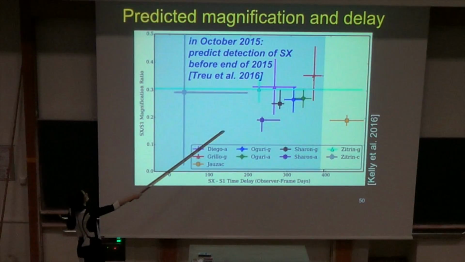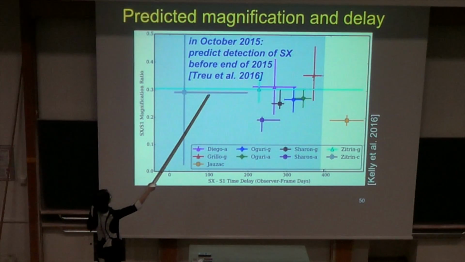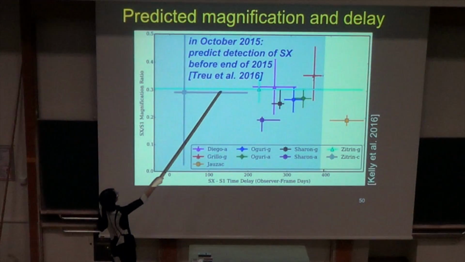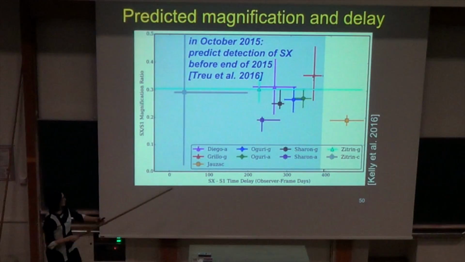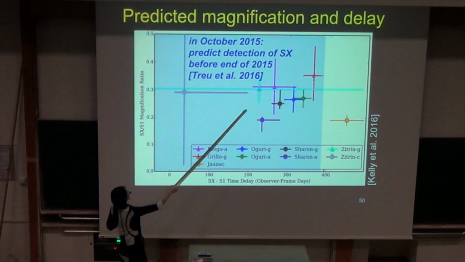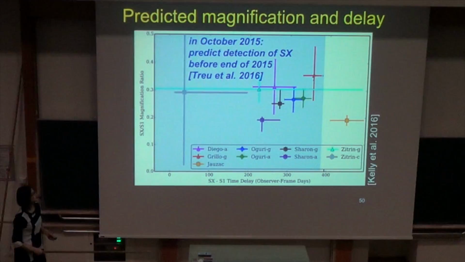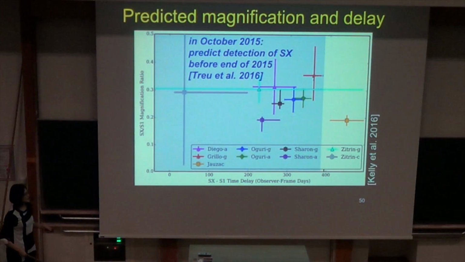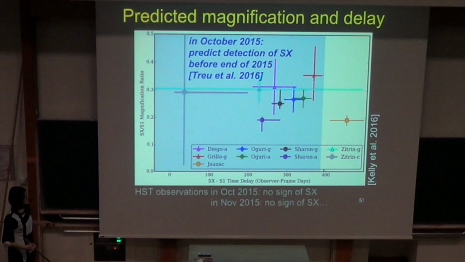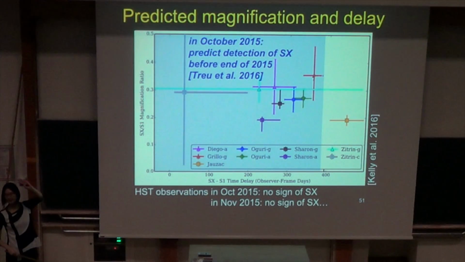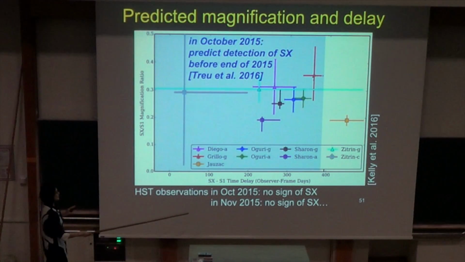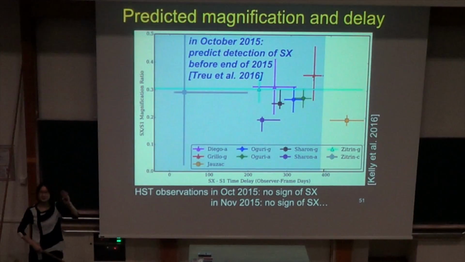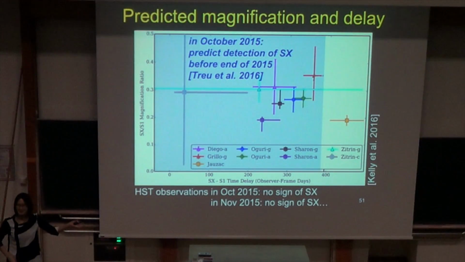Most of the models predicted that the detection of SX should happen before the end of 2015, because 1 year is here and most of the points are to the left of that. The cluster was visible again in late October, so HST pointed at it, but there was no image of SX. Then in November 2015, HST pointed at it again, and there was still no image of SX.